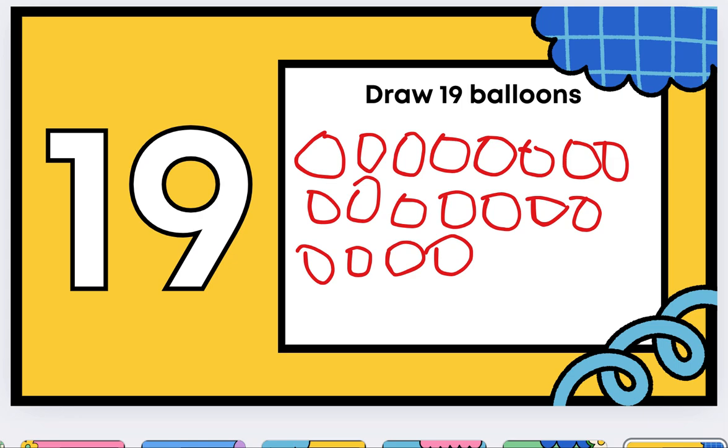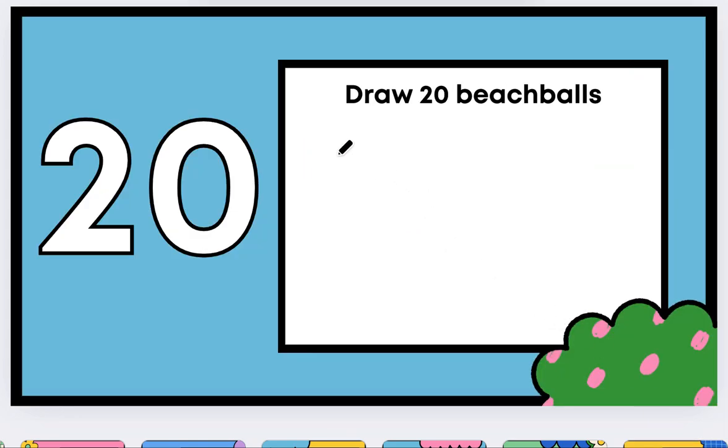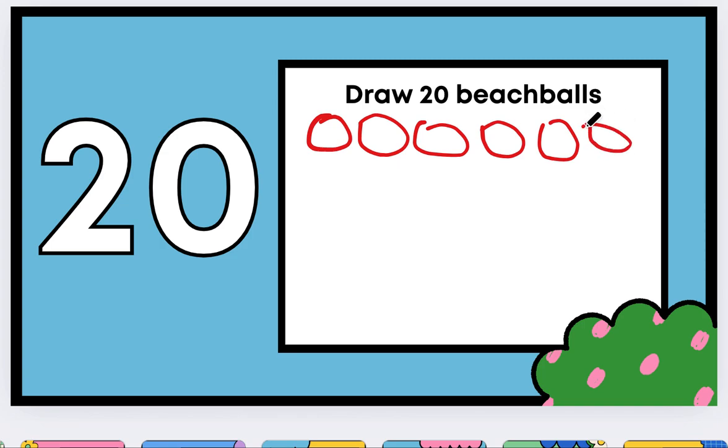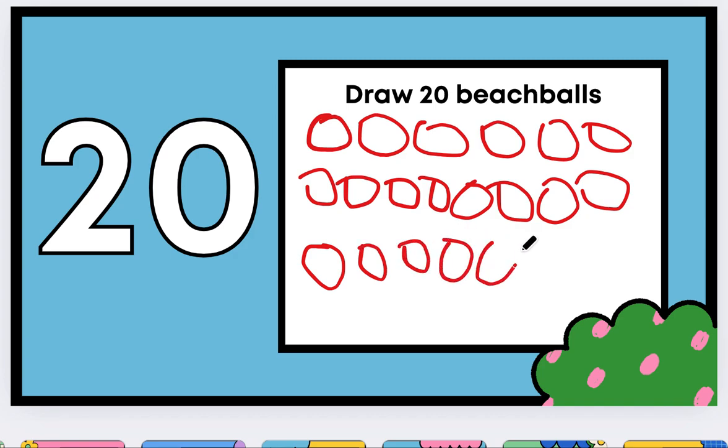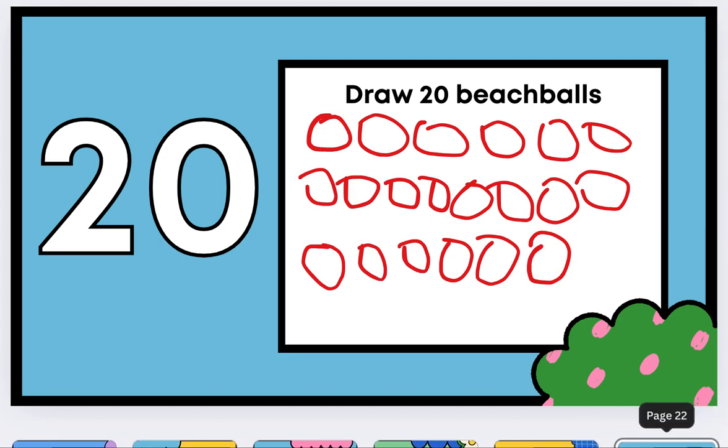G-O-O-D J-O-B. Good job, good job. 20, right, 20. 1, 2, 3, 4, 5, 6, 7, 8, 9, 10, 11, 12, 13, 14, 15, 16, 17, 18, 19, 20. Give yourselves a round of applause. You made it to the end of the video.